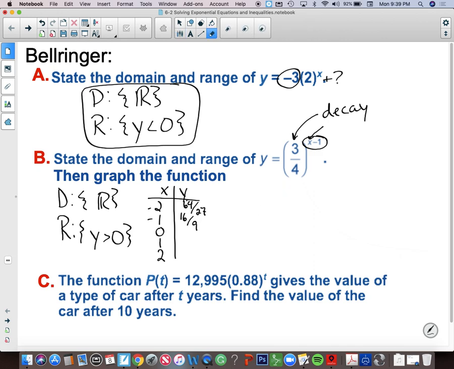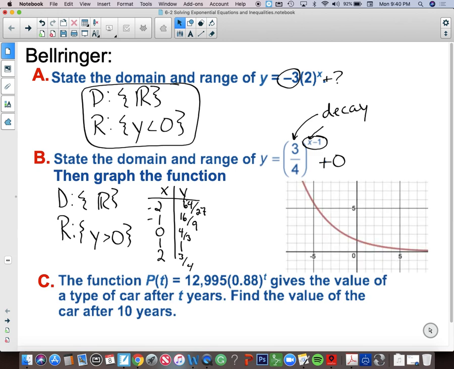The next one would be 3/4 to the -1. That's 4/3. 3/4 to the 0 power would be a 1. And then the next one would be 3/4 to the first power, which is going to be 3/4. And we could continue on, or we could just know that this is going to level off at 0 because our asymptote is plus 0, okay? So if we graph the function, it looks about like that.